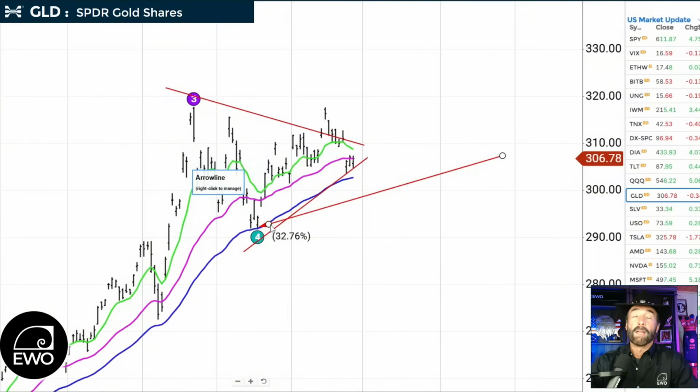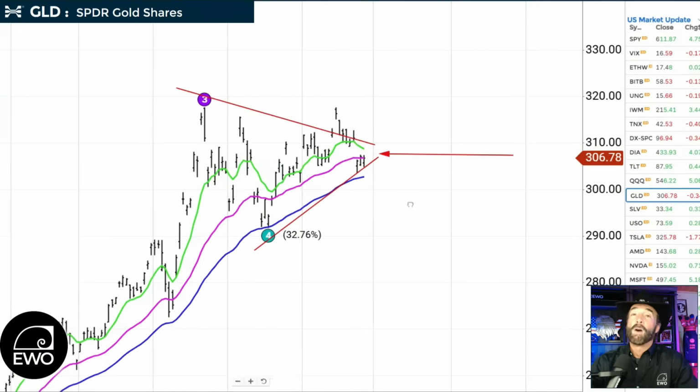Back here in May, we came down and tested the 50-day moving average. The software labeled the wave 4. And then we've just continued to consolidate here after a brief move to the upside. So we've got to watch gold.